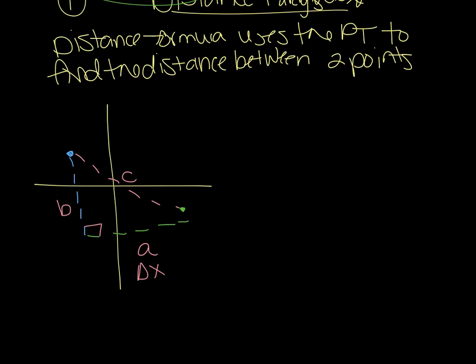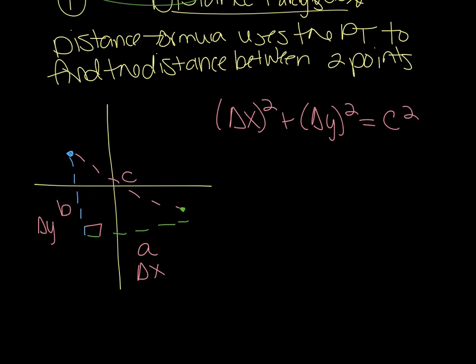Well, on the same lines, what is b? The change in y. It's the rise. Now if I have numbers to associate with a and b, I could plug them into the Pythagorean theorem. So the Pythagorean theorem says a squared, but we're going to say change in x, plus b squared, which is the change in y, equals c squared.